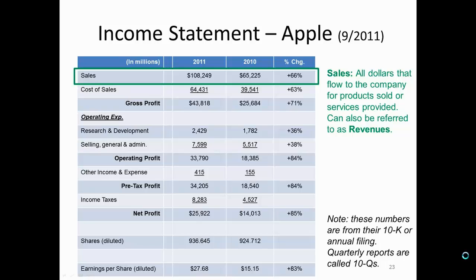Okay, and we don't have to know this information right now, but I thought you'd like to know a little bit about what makes up the $108 billion in sales that they had last year. So that was for their fiscal year, which ended September 2011. They sold $108 billion of product, and that was a 66% increase over the $65 billion they sold in 2010.